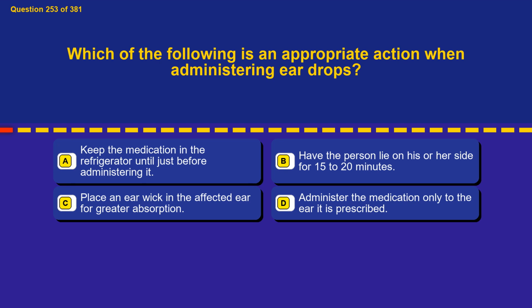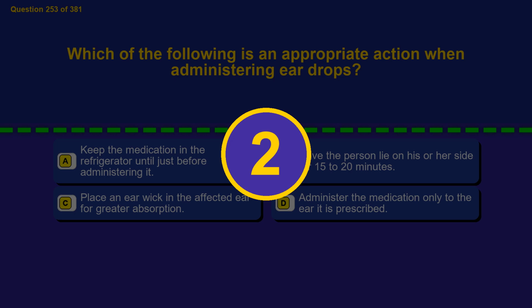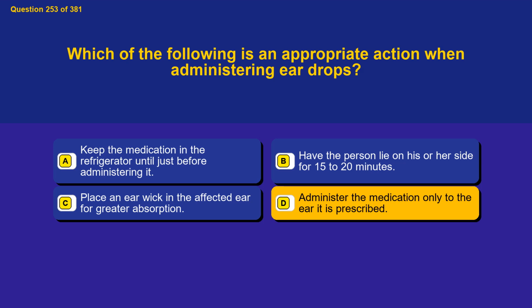Question 253. Which of the following is an appropriate action when administering eardrops? Option A, keep the medication in the refrigerator until just before administering it. Option B, have the person lie on his or her side for 15 to 20 minutes. Option C, place an ear wick in the affected ear for greater absorption. Option D, administer the medication only to the ear it is prescribed. The correct answer is option D, administer the medication only to the ear it is prescribed.